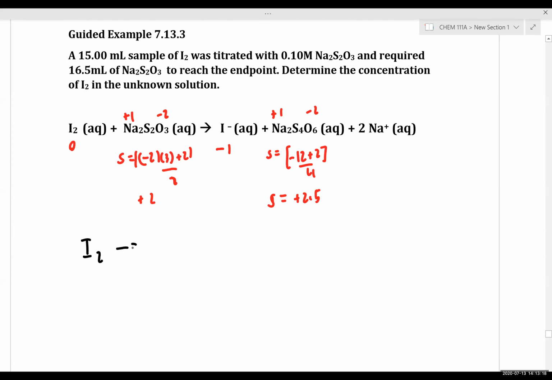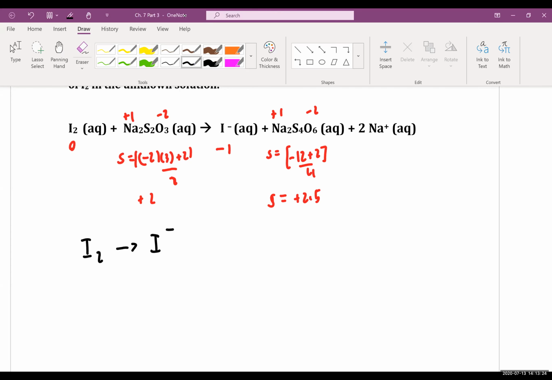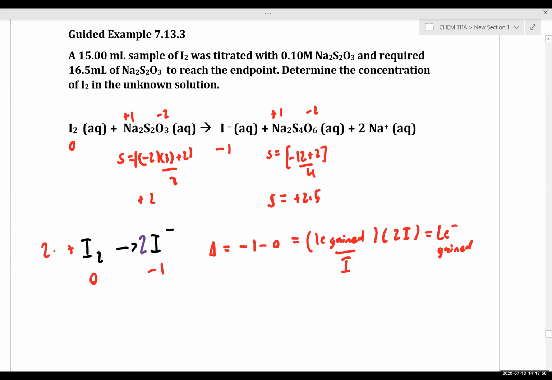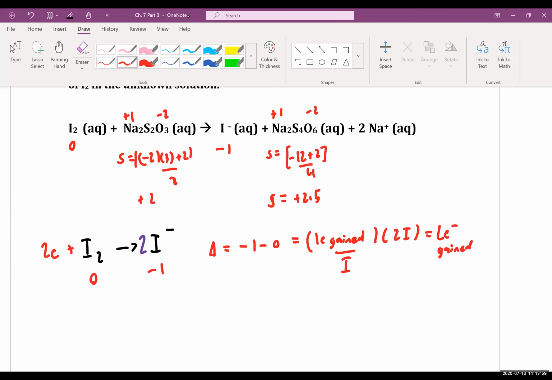So we have iodine going to iodide. We're just going to balance this with respect to atoms first and foremost. Now we can count electrons. We have a zero oxidation number for iodine, a -1 for iodide. Our delta is going to be -1 over 0, which is 1 electron gained per iodine atom. And we see we have 2 iodine atoms. That gives us 2 electrons gained. Okay, so our first redox reaction looks good.